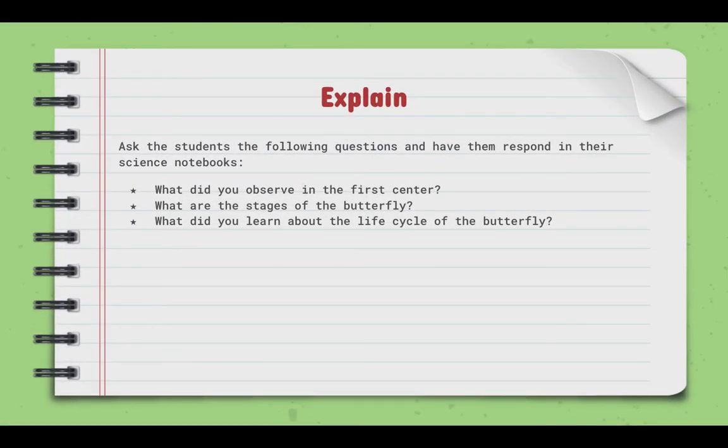For the explain portion of this lesson, ask the students the following questions and have them respond in their science notebooks. Question 1, what did you observe in the first center? Question 2, what are the stages of the butterfly? And question 3, what did you learn about the life cycle of the butterfly? And you can ask this first question, what did you observe in the first center, each week as the caterpillars go from caterpillars to butterflies.